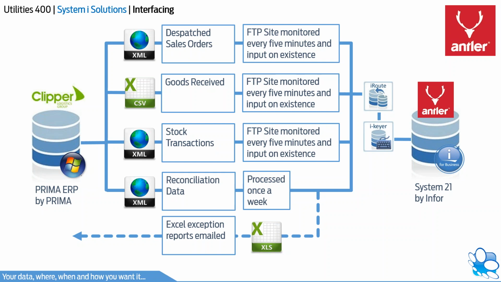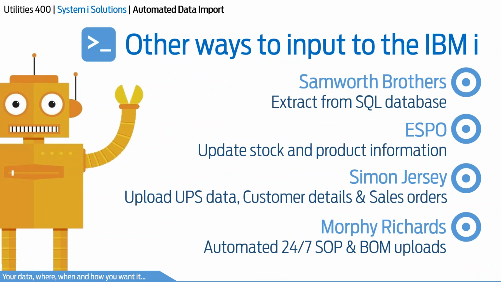Finally, we can see integration is double pivoted. In other words, we can respond to data receipts appropriately. In this case, with the weekly receipt of reconciliation data, once processed, Antler send back a report that details the exceptions. And there are plenty of other ways in which our customers use this technology too. We would encourage you to think about how this could work within your IBM i enterprise. Please do send us how that would happen.